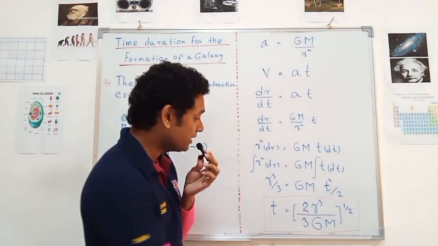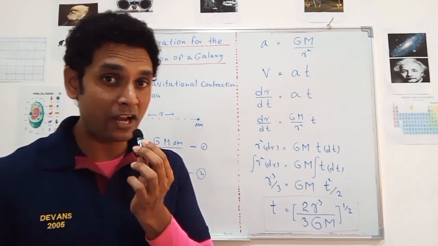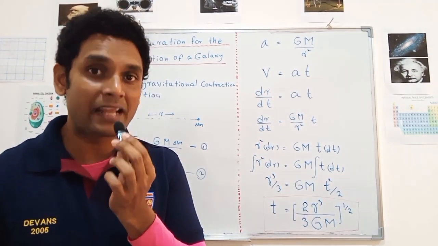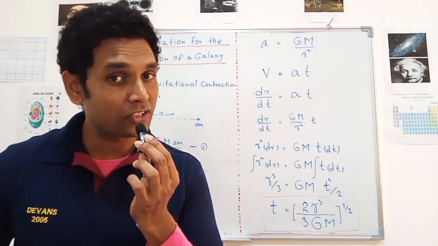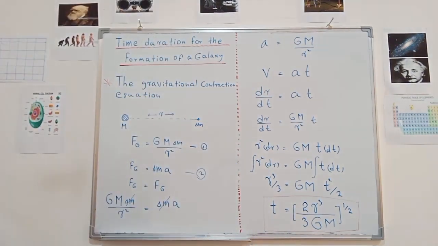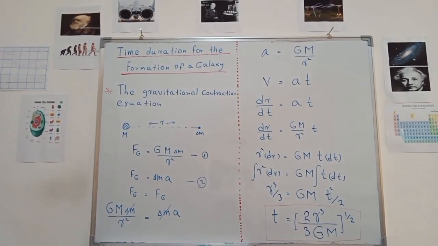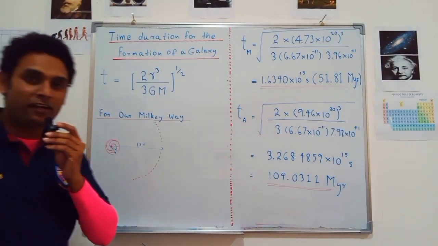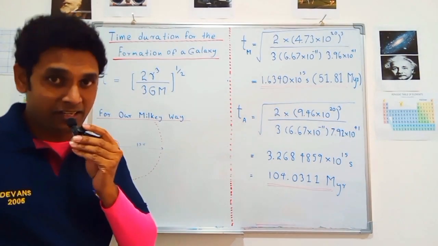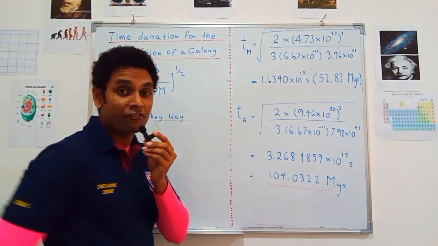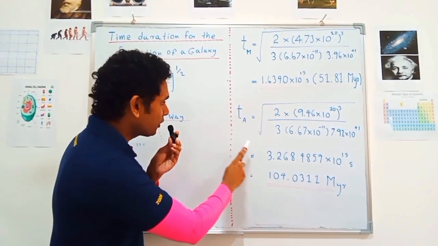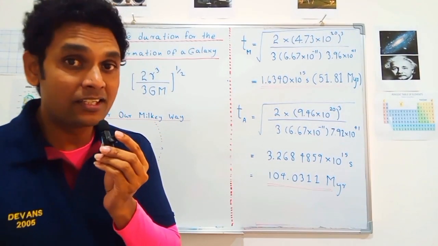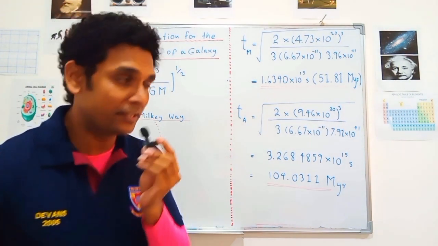Now using this particular equation, we are going to calculate how long it will take for the formation of a galaxy, and let's move on to the calculation. Okay, now we are moving on to the calculation. This particular calculation is for the formation of the Milky Way, and this one is for the formation of Andromeda. Let's start with the equation again.